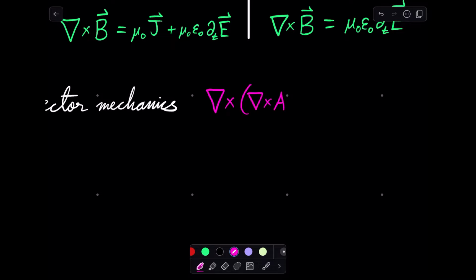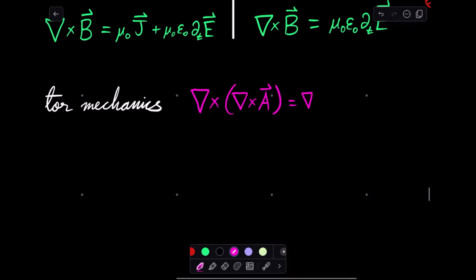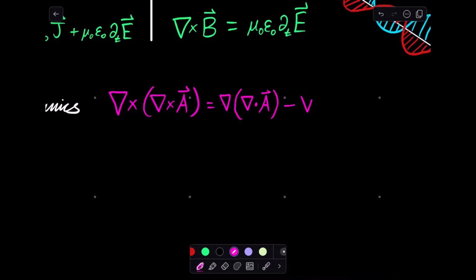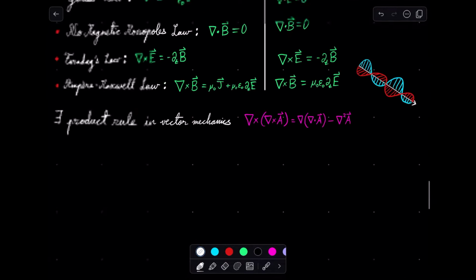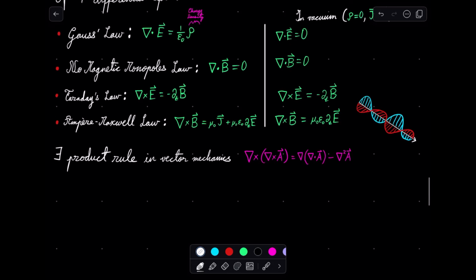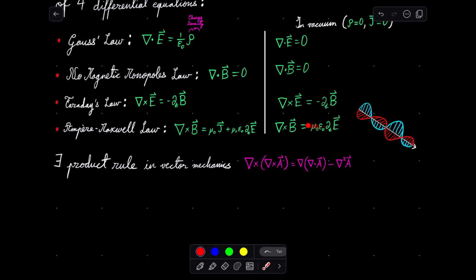of some vector field A, and that ends up being equal to the gradient of the divergence of this vector field A minus the Laplacian of this field, of a vector. And so you need to know this product rule to be able to derive the electromagnetic wave equation.